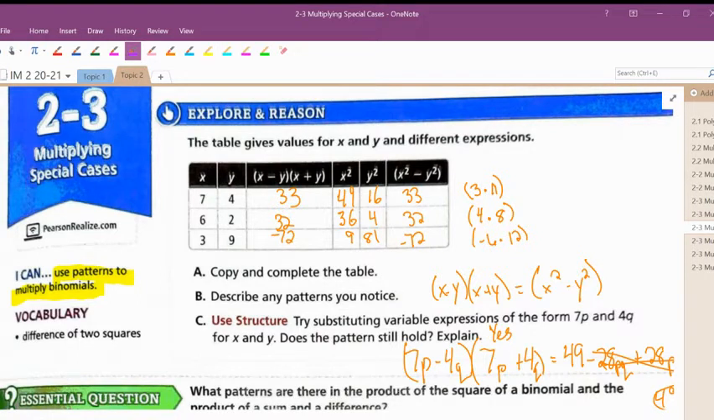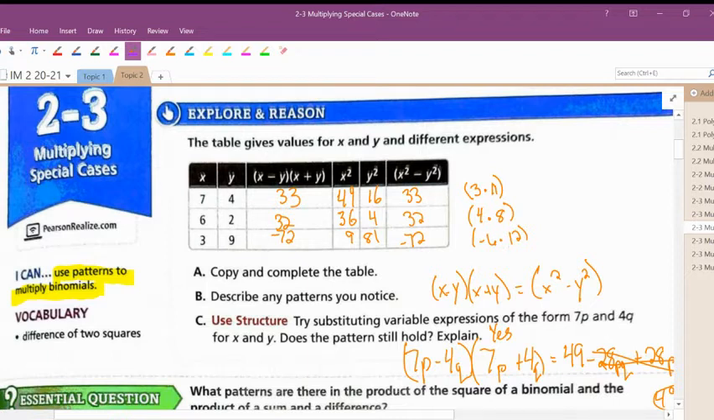So let's look at the table that they gave us here. They gave us an x and a y. Then they want us to do x minus y times x plus y, find x squared, y squared, and then subtract those two. So 7 minus 4 is 3. 7 plus 4 is 11, so 3 times 11 is 33. 6 minus 2 is 4. 6 plus 2 is 8. 8 times 4 is 32.